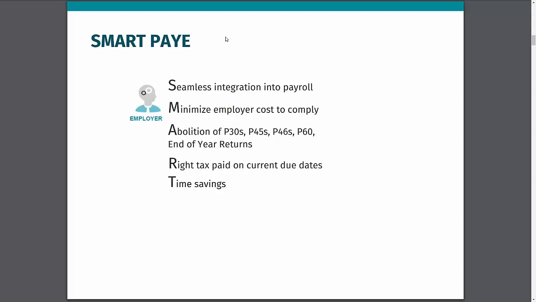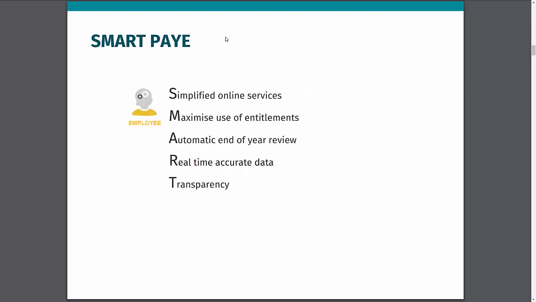In terms then of the PAYE system itself and the benefits that we hope to achieve for employers, we hope to have seamless integration into the payroll of your payroll run, and then in turn that report coming into Revenue. Over time, it will minimise the cost for employers to comply. We are abolishing all of the P forms, so there will be no longer any need for P30s, P45s, P46s, P60s, and the P35 end of year return. That will all now be done away with.